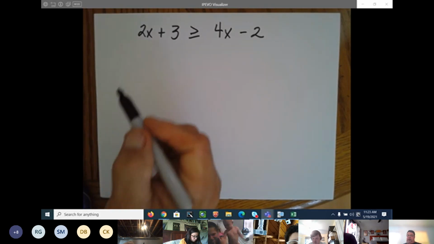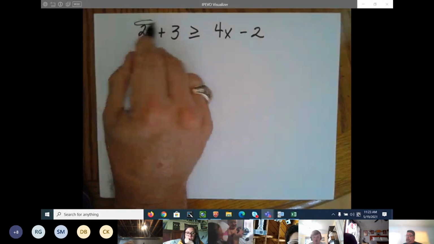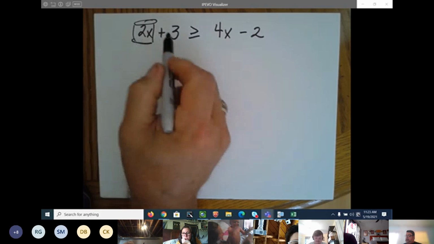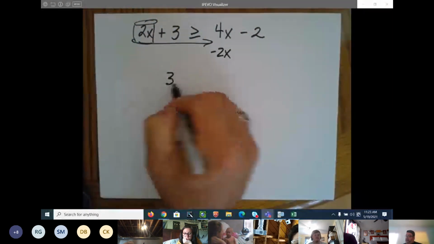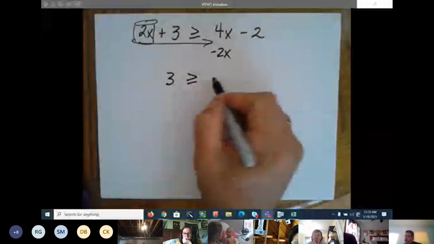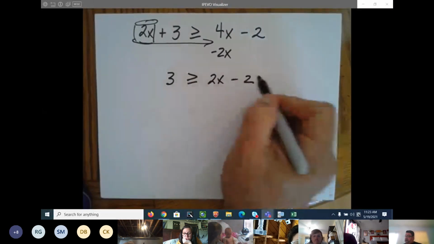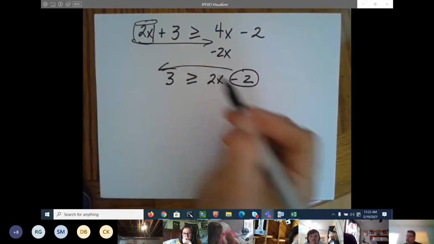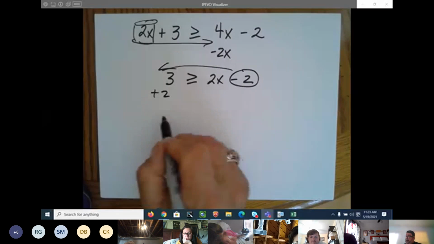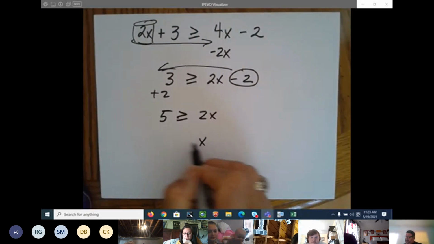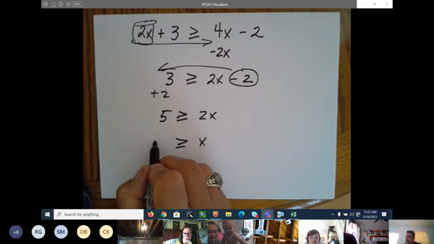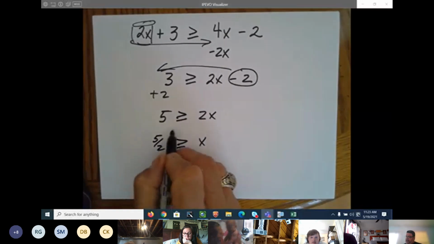Which one's the smallest bucket? 2x is the smallest bucket, so I'm going to take it across the river. That gives me 3 is greater than or equal to 2x minus 2. Take that across the river. 5 is greater than 2x. X is less than or equal to 5 halves.